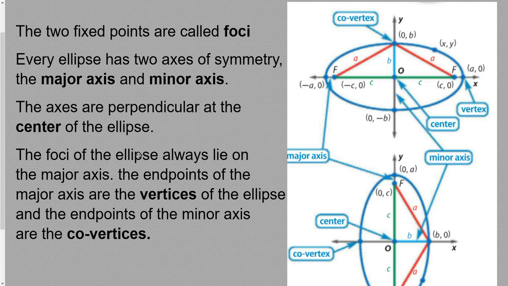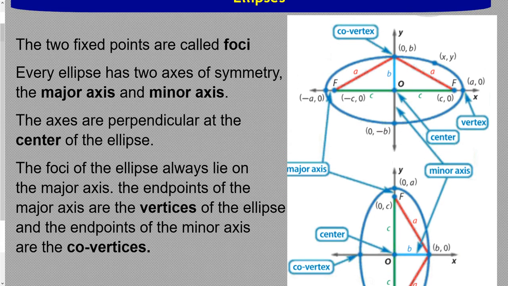By stretching one of those axes out, we create an ellipse. The axes are perpendicular to one another and they intersect at the center of the ellipse. So where they cross is the center. The foci of the ellipse are always on the major axis, the longer one. The endpoints of the major axis, meaning where it intersects the ellipse itself, are called the vertices. Each intersection is a vertex. And the endpoints of the minor axis are the co-vertices, or co-vertexes.